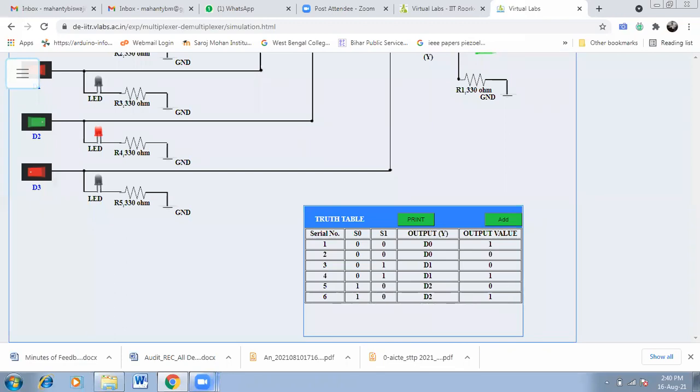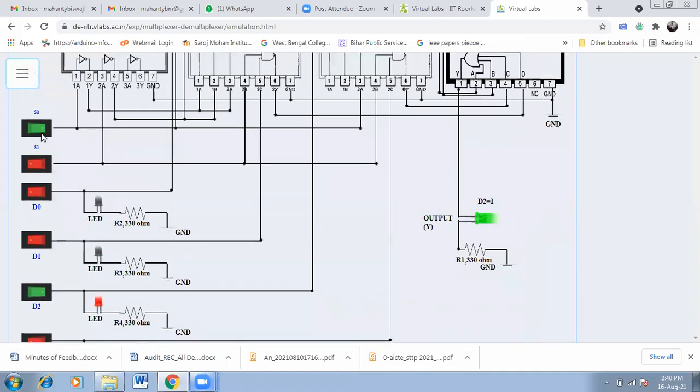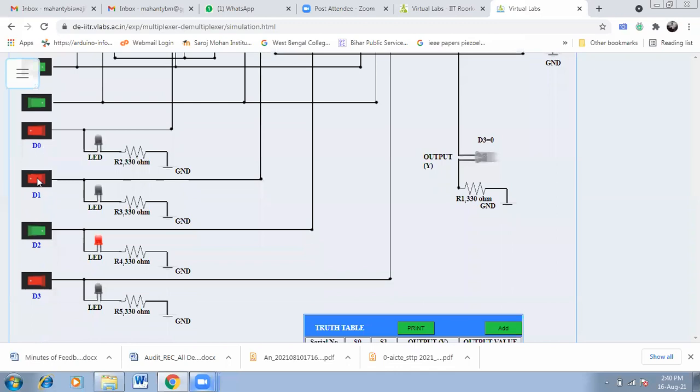So this is the purpose of using a multiplexer and the importance of the data selectors. Now, to select D3, what will you do? You have to change the bit pattern of the data selectors. D3 means 1 1. So S0 and S1 both should be high. That is, 1 1 means it will select D3.